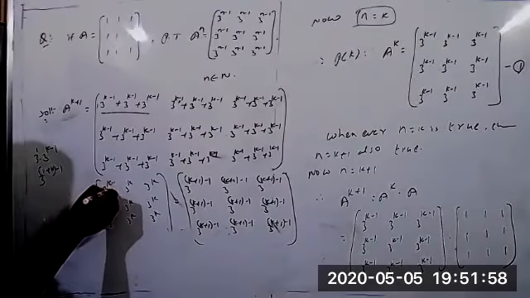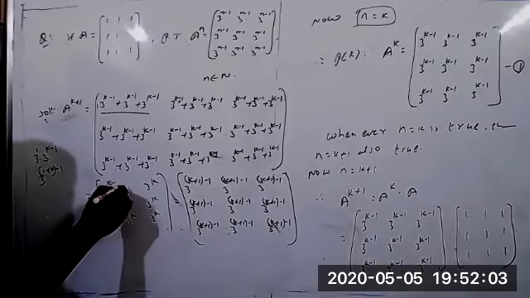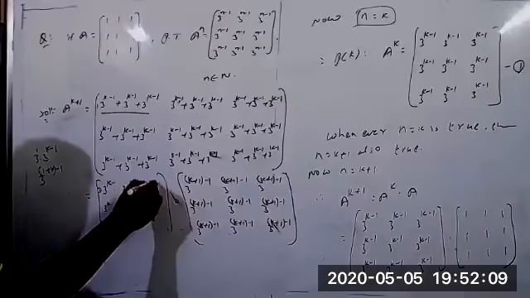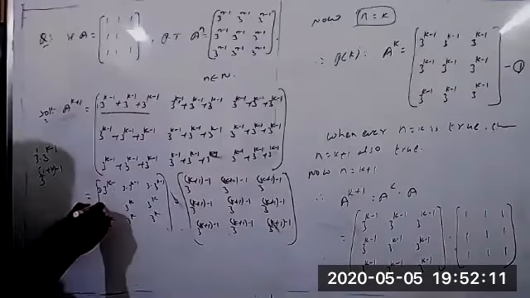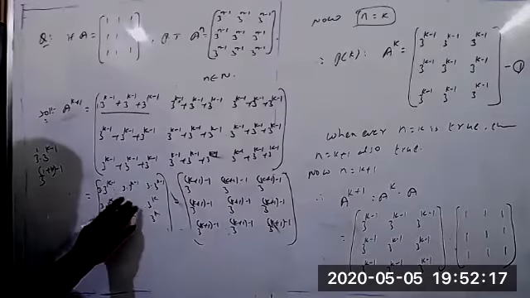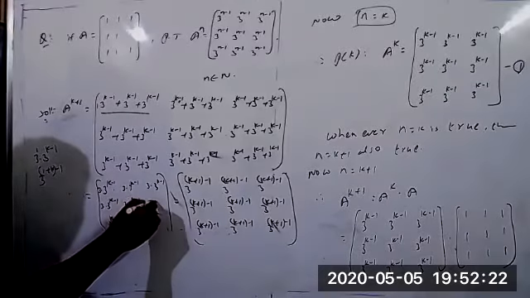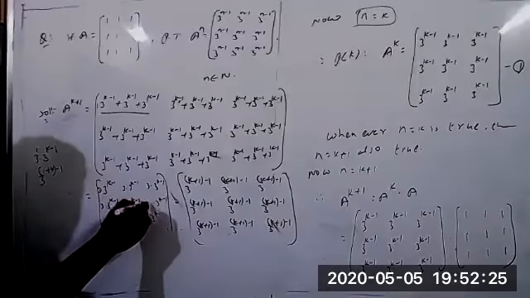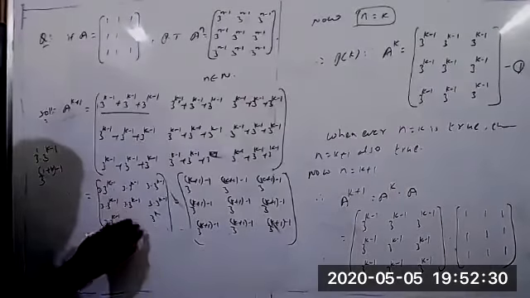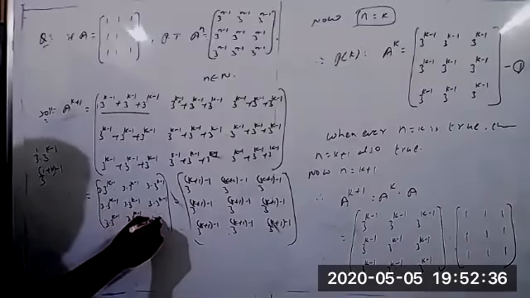If you want, 3 power k minus 1 into 3, 3 into 3 power k minus 1. Here also you can write 3 into 3 power k minus 1. Here also, here also, and here also, the same thing: 3 into 3 power k minus 1.